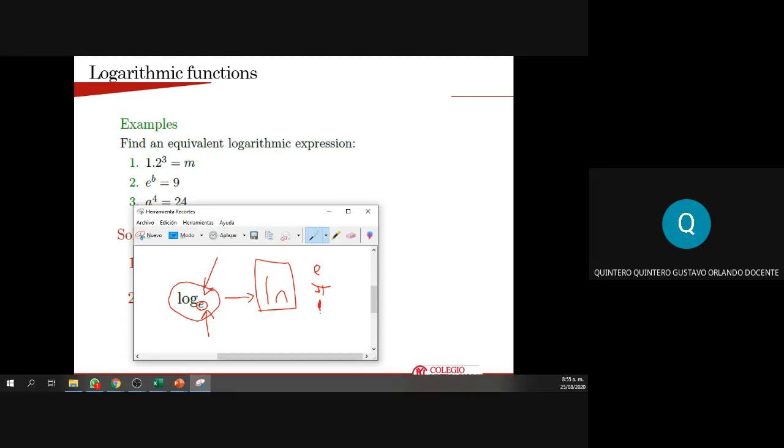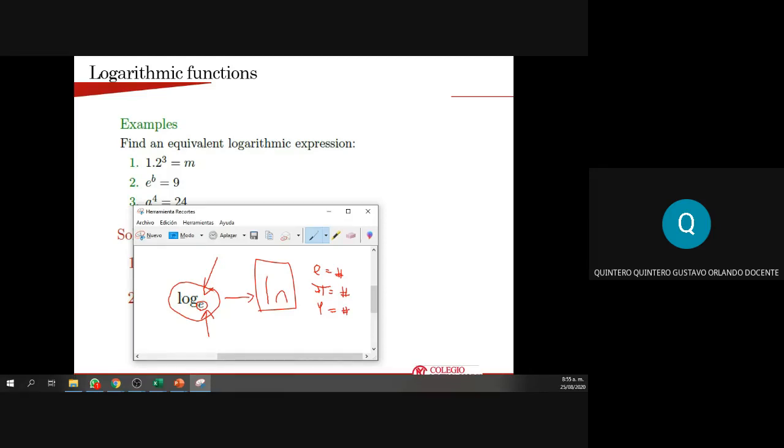I don't know how to do the phi. I think that's the phi, but I'm not sure. There it is. Phi. That's another value, right? All of these are numbers. This is a number, this is another number, this is another number. All of these are special numbers in mathematics, right?